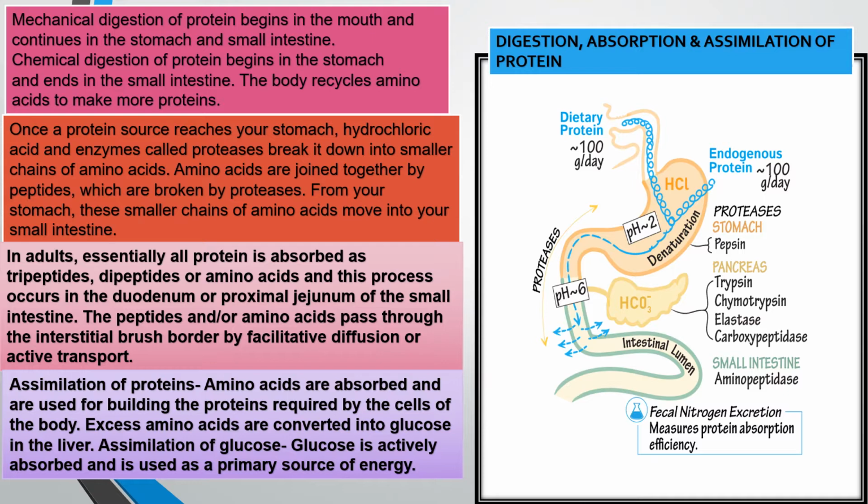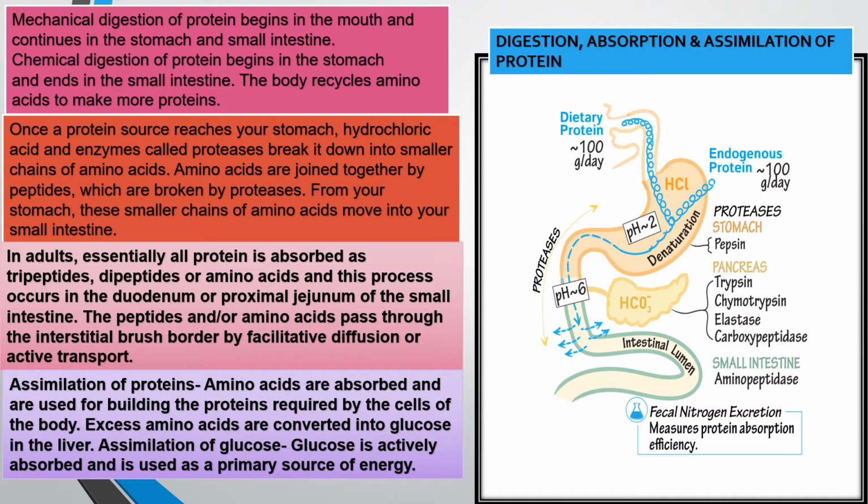Excess amino acids are converted into glucose in the liver. Assimilation of glucose: it is actively absorbed and is used as a primary source of energy. So this is the total process. Now see the diagram. First, dietary protein, approximately 100 gram per day, is coming through the mouth, then through the esophagus it reaches the stomach.